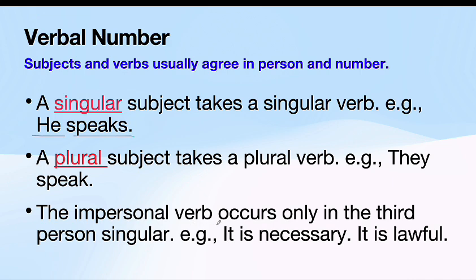Now the impersonal verb occurs only in the third person singular. Examples are "it is necessary," "it is lawful." So number, there are two, singular or plural. So there should always be an agreement between a person and a number when there is a subject and a verb. Okay?